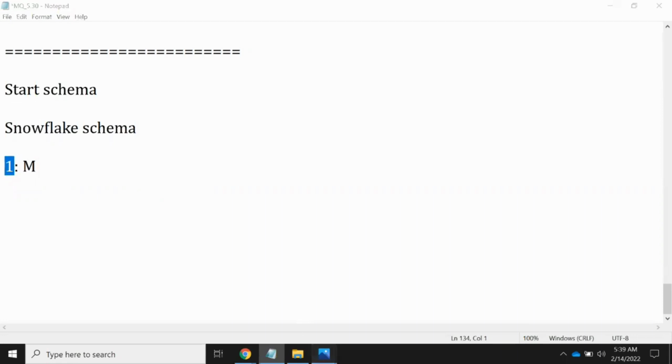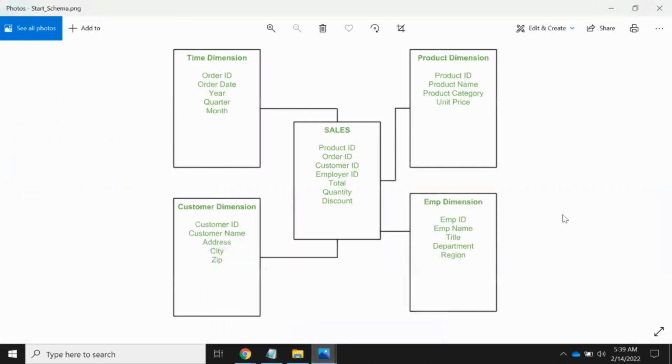Let me show you something here with an example. Observe this example. The middle one is the sales fact table. Surrounding it are the dimension tables. We have a time dimension, with order ID, date, year, quarter, and month. These are related to time, right?